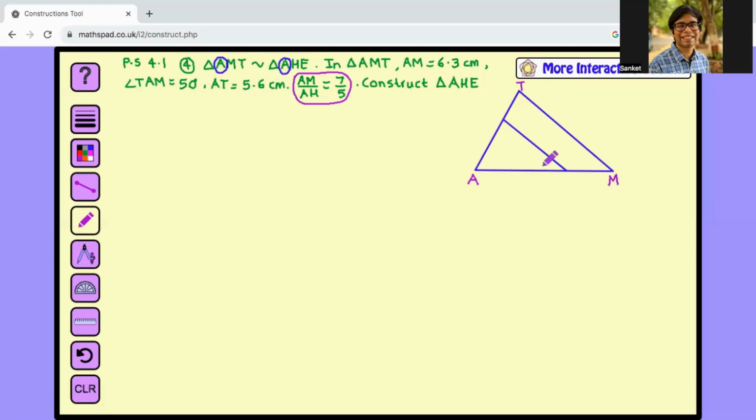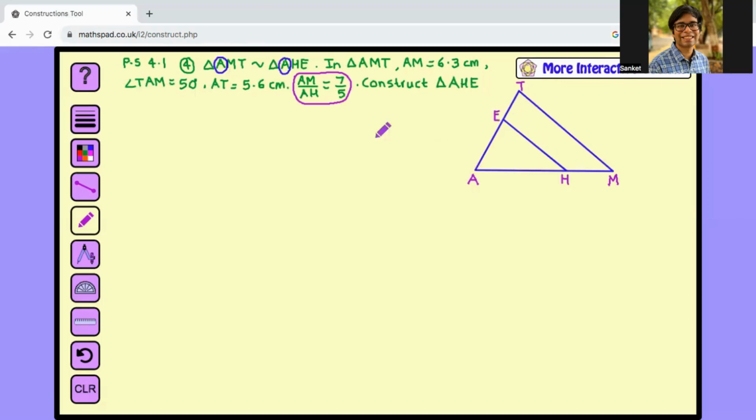right? And the smaller triangle also should be labeled keeping in mind the order of the vertices. So the corresponding vertex to M is H. So H will come here. And the corresponding vertex to T is E. So E will come here.